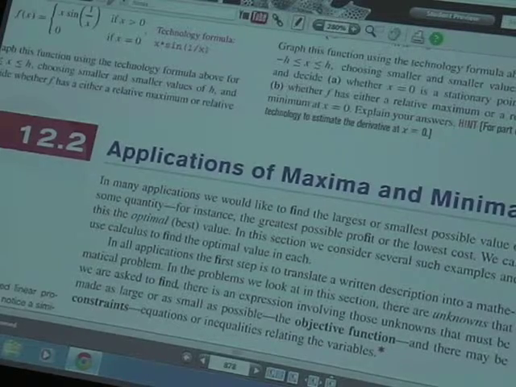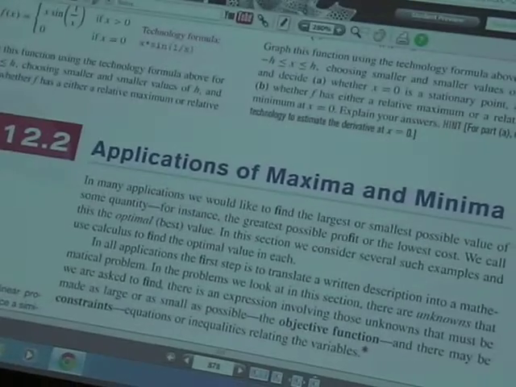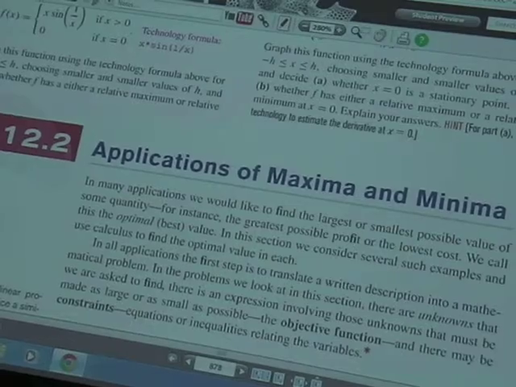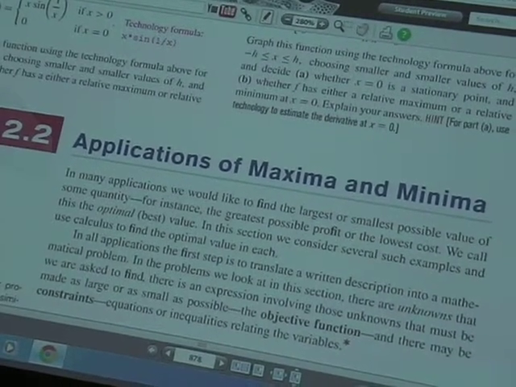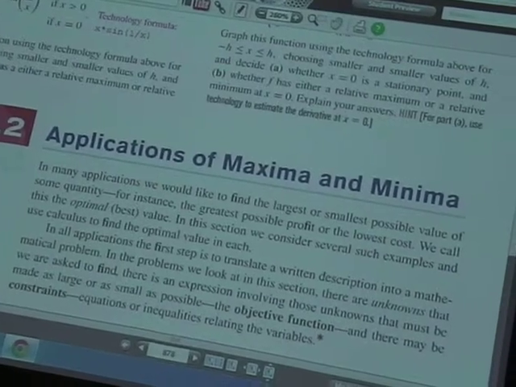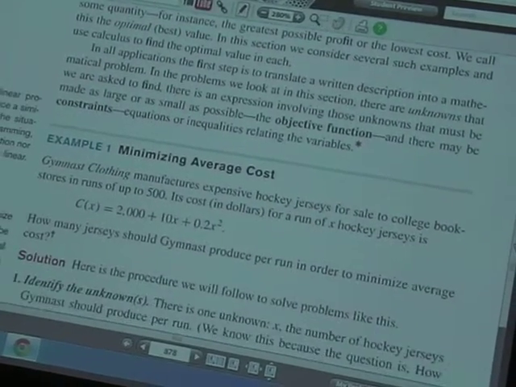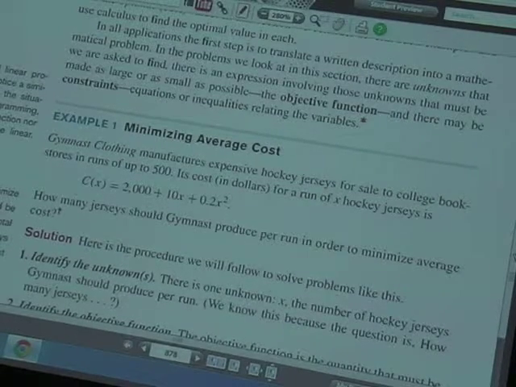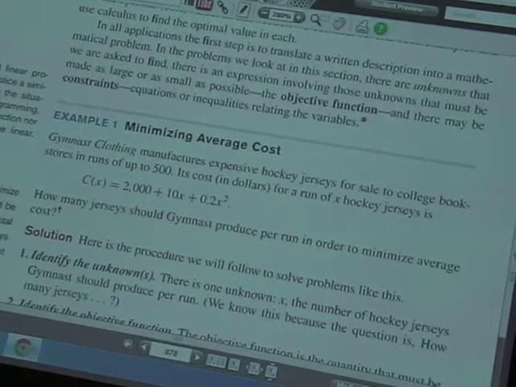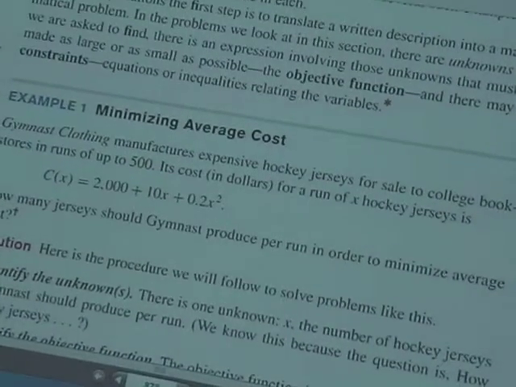Okay, so anyway, let's talk about this first. Can you read this? Applications of maxima and minima. So you were supposed to study maxima and minima in the homework, and now we want to take a look at example 1 here, which is called minimizing the average cost.